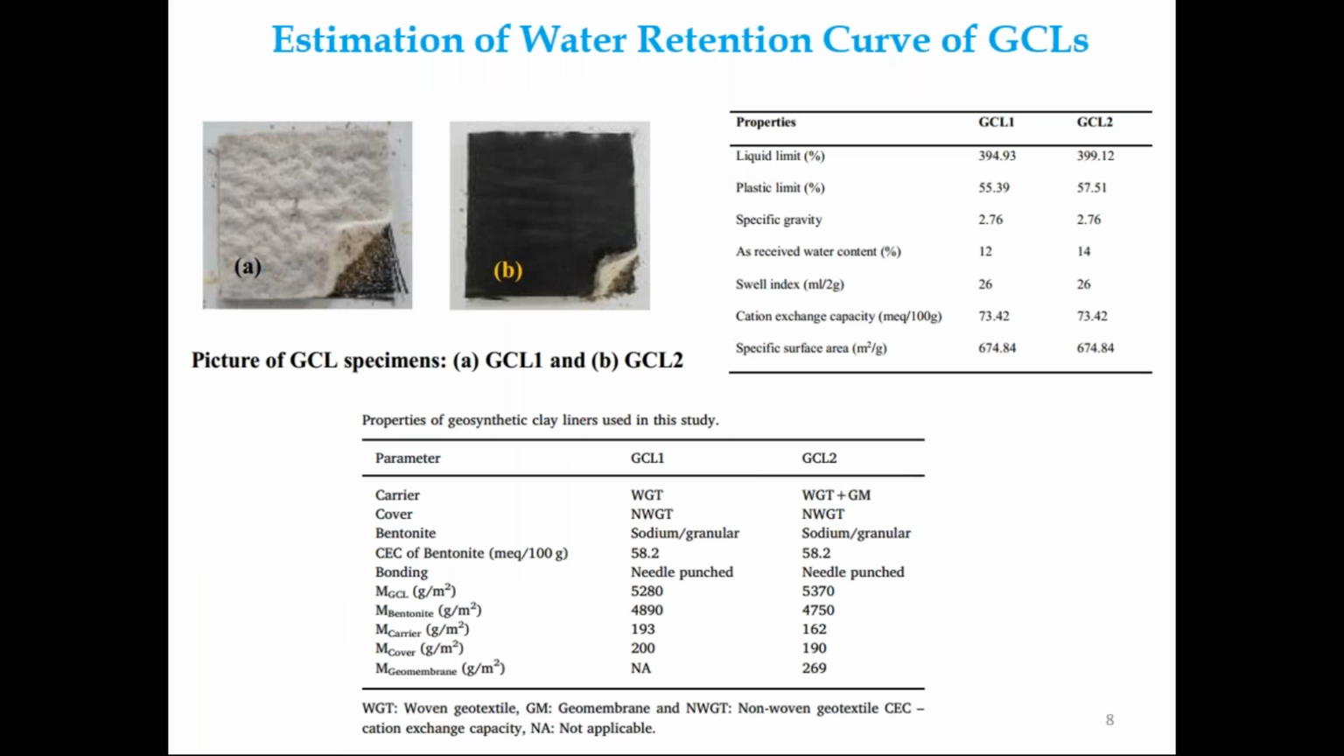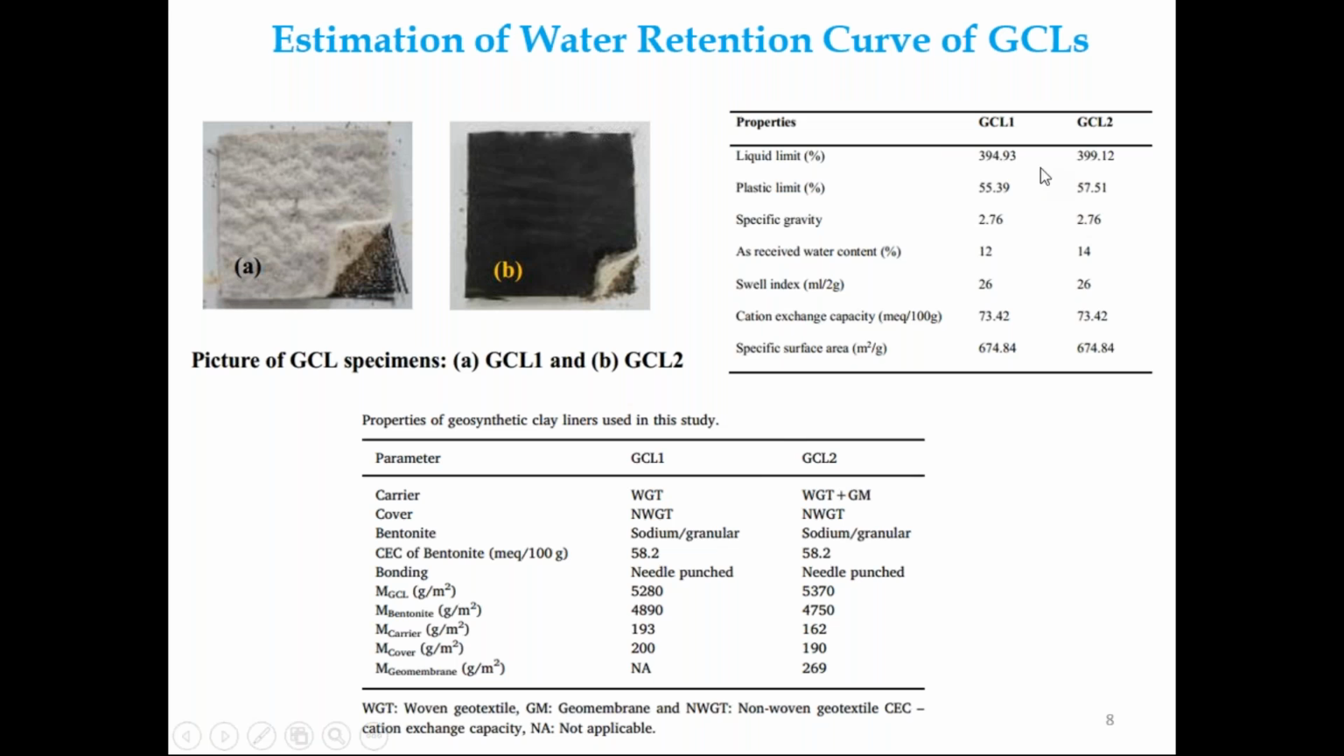So then we come to the estimation of the water retention curve of GCLs. In the laboratory, two types of GCLs were used for the determination of the water retention curve. The first one is geotextile based GCL, and the second is geomembrane based GCL. These are denoted as GCL1 and GCL2 throughout the study.